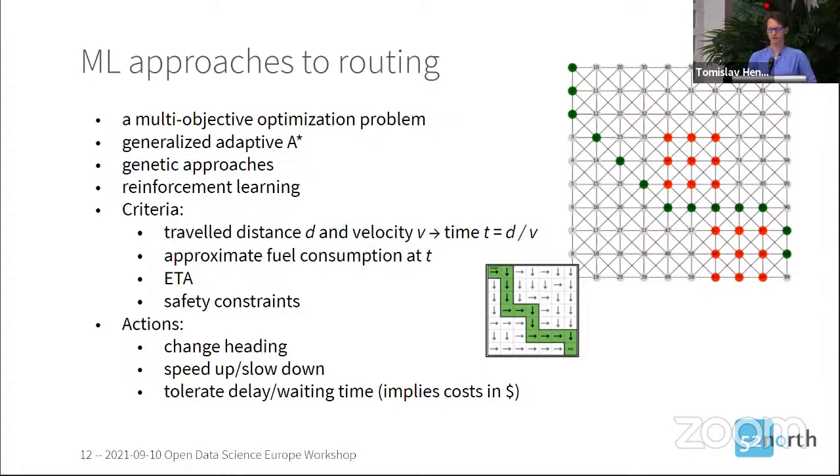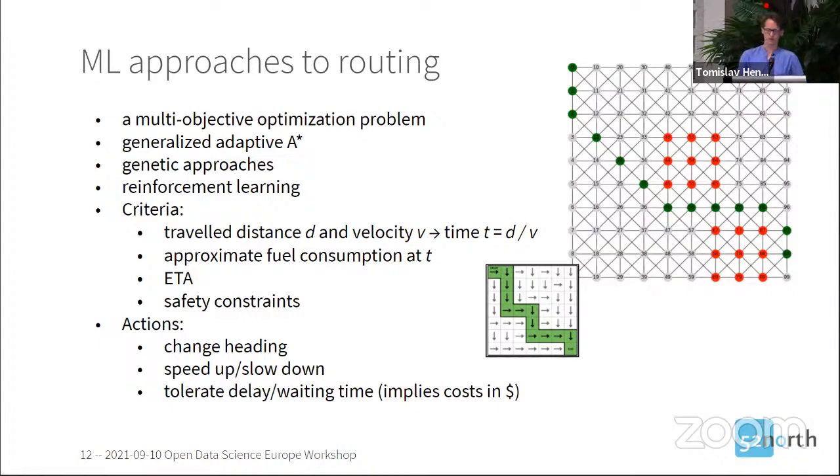We have to look at the travel distance with a certain velocity, this time span can approximate the fuel consumption that we have had during the simulated routing at this time point T, and we have to look at the ETA, the estimated time of arrival, and a couple of safety constraints. Of course, you can't suggest a route where the cargo is at risk or the ship entirely is at risk because the weather is too heavy.